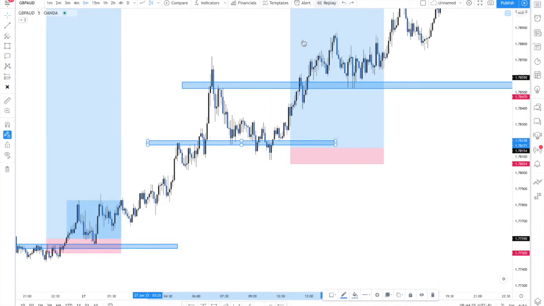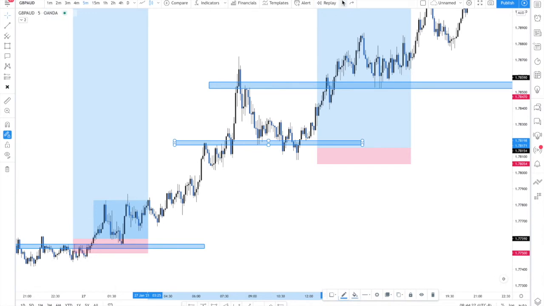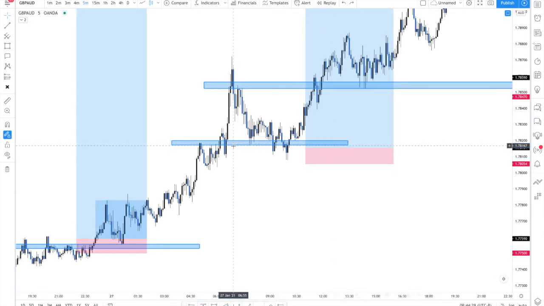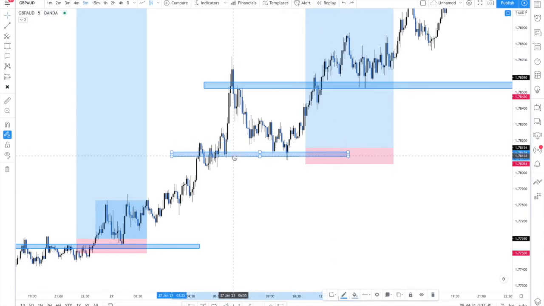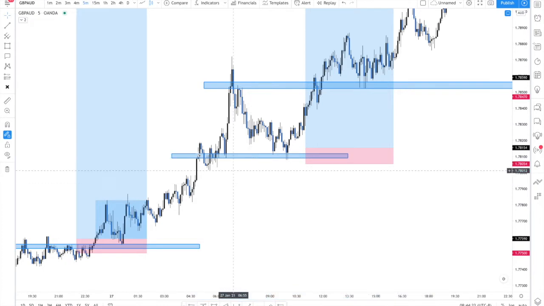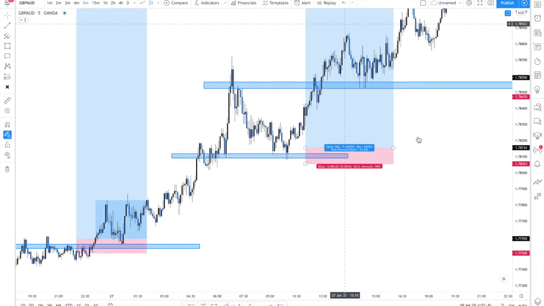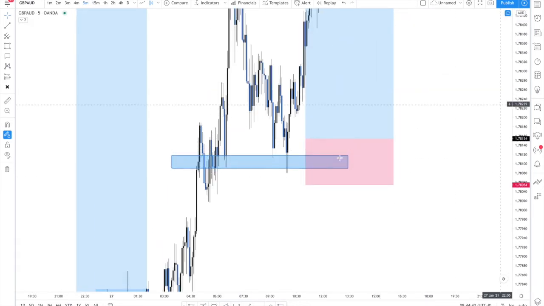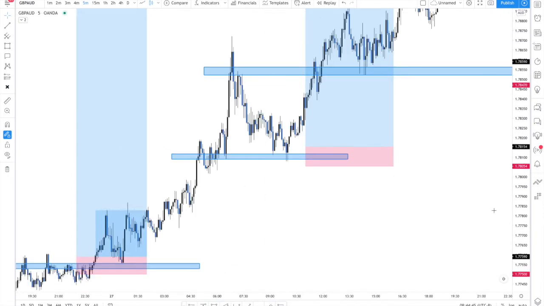We're always looking for areas of structure combined with the POIs. So the POI was right here, and we were right around this level of structure. So hidden demand zone came right up into here and then took off, right? This hidden demand zone that has this wick come down below the previous wick, hidden demand zone.